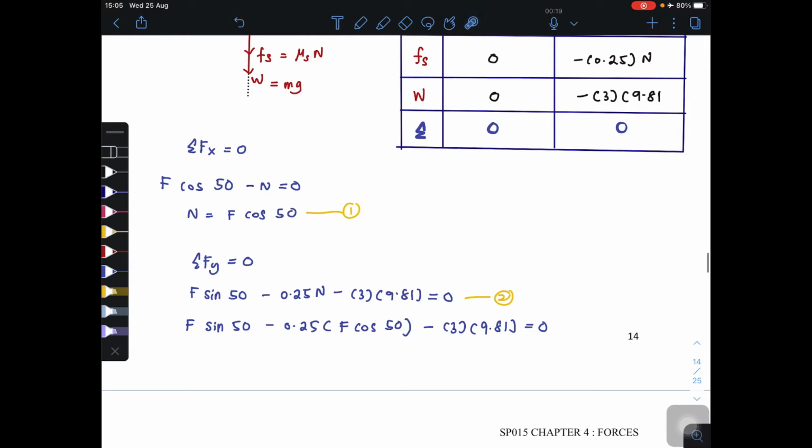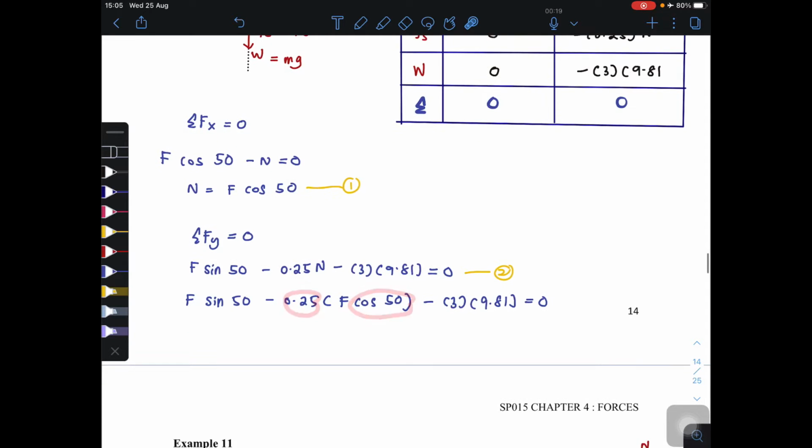Okay, and then you just solve. Boleh cari cos 50 times 0.25, and then you will get something like this, 0.766f minus 0.1607f minus 29.43 equal to 0. So you will get f is equal to 48.62 Newton. Okay, so this is the final answer.